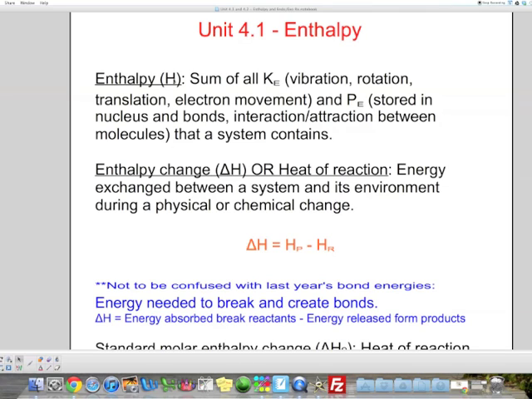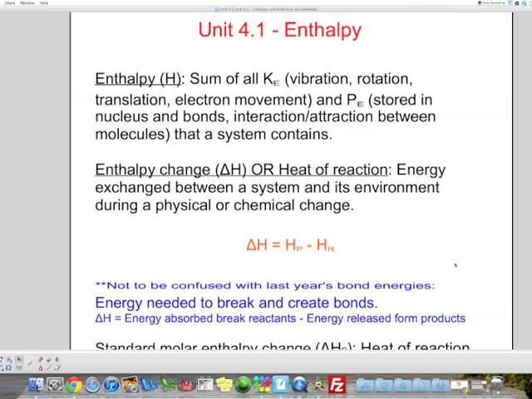Now, during a reaction, our reactants start with a certain amount of enthalpy, and our products end with a different amount of enthalpy. So that change of enthalpy, or delta H, or also called heat of reaction, will therefore be the difference between what the reactants had and what the products have at the end of the reaction. So this difference, HP for products minus HR for reactants, gives me the energy of the reaction, the energy involved in the whole process, whether it's a physical one or a chemical one.